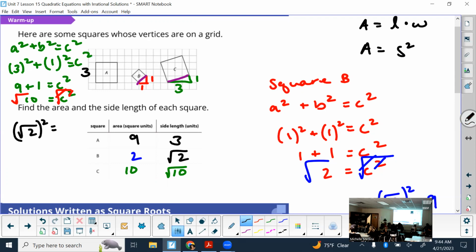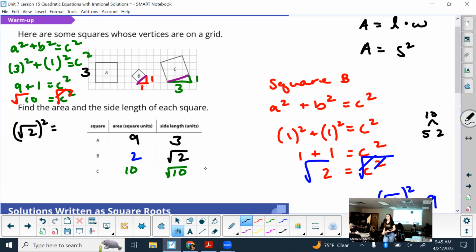yesterday, what goes into 10 other than 10 and 1? 5 and 2. There's no common numbers there, right? So it can't be simplified. It's just radical 10. And then, yeah, same thing, questions?